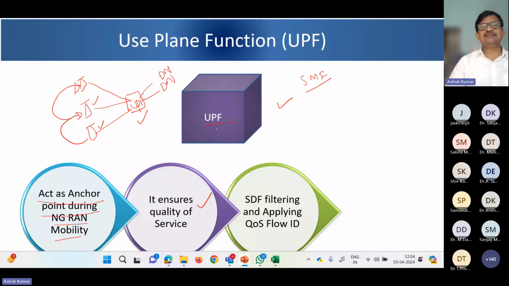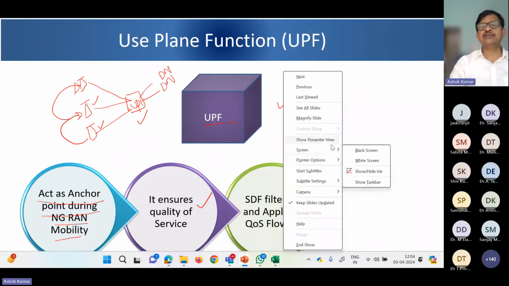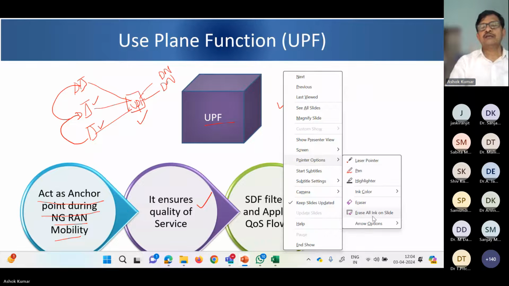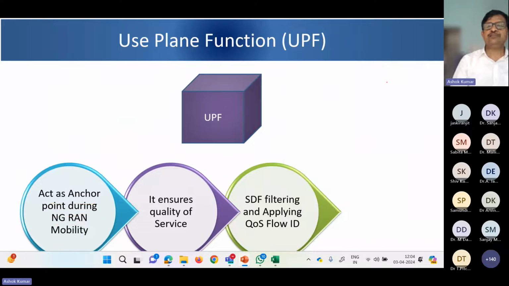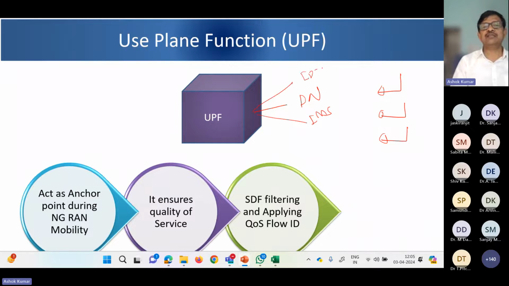Now to ensure quality of service, suppose there is a downlink data. Let me try to explain. Suppose there are multiple downlink data coming. How does it come? After UPF, you have DN, data network, multiple data networks. It may be internet, it may be IMS for voice call, it may be any other IoT server and all. So basically there will be multiple data coming in the downlink direction. I'm talking about downlink just to make you understand. So it will go to the UPF.